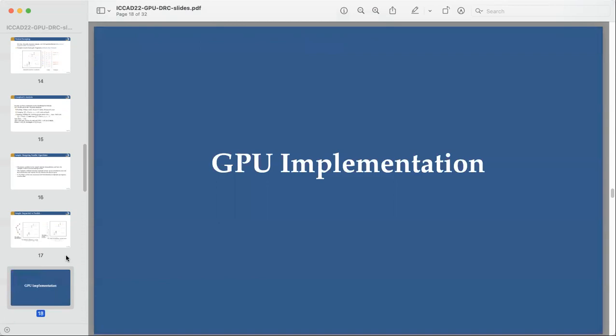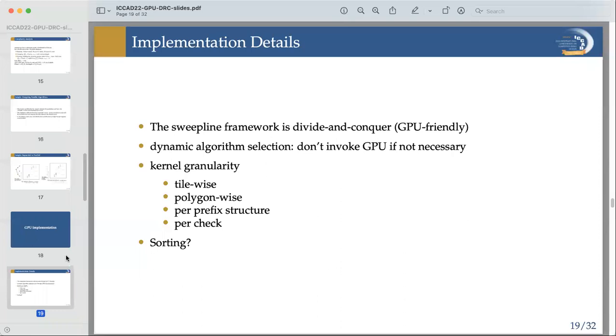And then we are going to discuss some implementation details. The Zhuolun algorithm itself is actually very GPU friendly because it is a divide and conquer framework. And we use some common strategies, including dynamic algorithm selection, where we are not going to invoke the GPU if the problem size is small enough. And we'll consider different kernel granularity. We can assign threads tile-wise and polygon-wise, for per prefix structure or for each check.